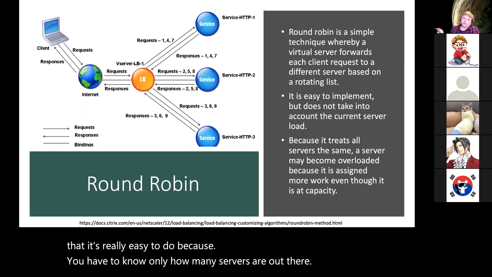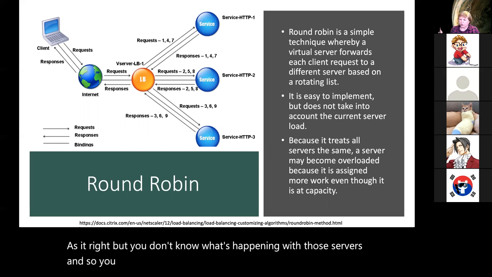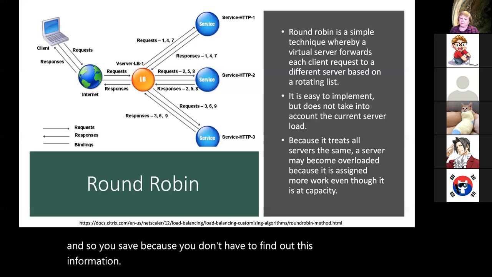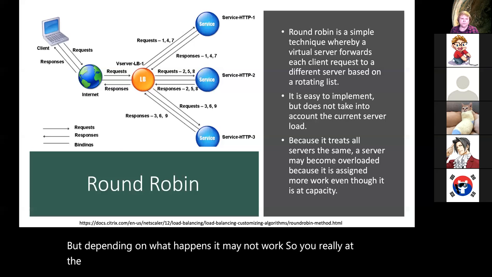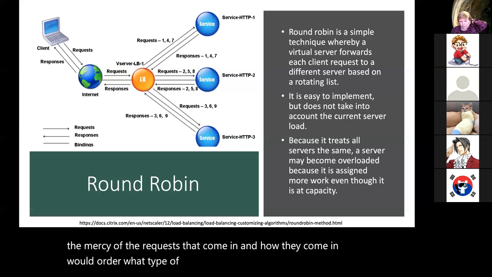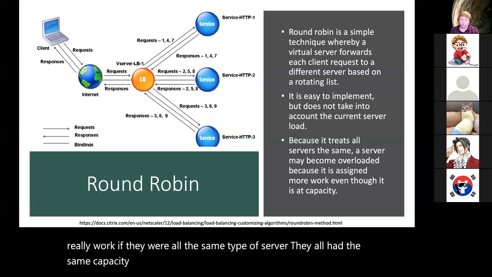But you don't know what's happening with those servers. And so you save because you don't have to find out this information. But depending on what happens, it may not work so well. So you're really at the mercy of the requests that come in and how they come in, what order, what type of request. This also would probably only really work if they were all the same type of server. They all had the same capacity. That's the ideal way for round robin.